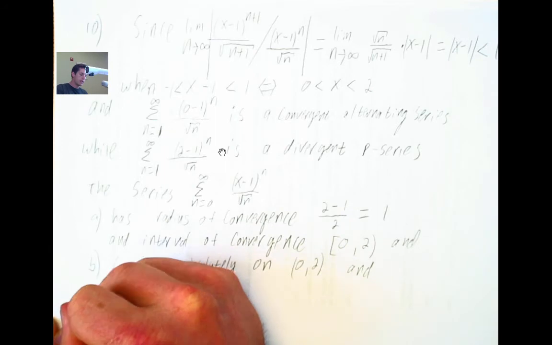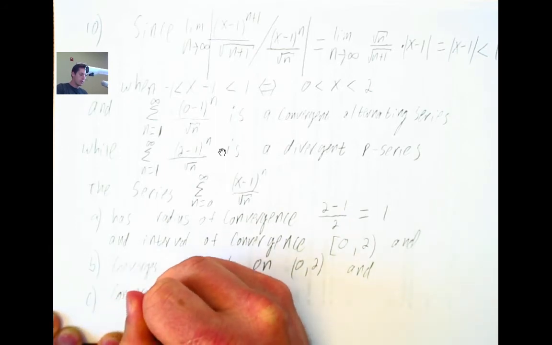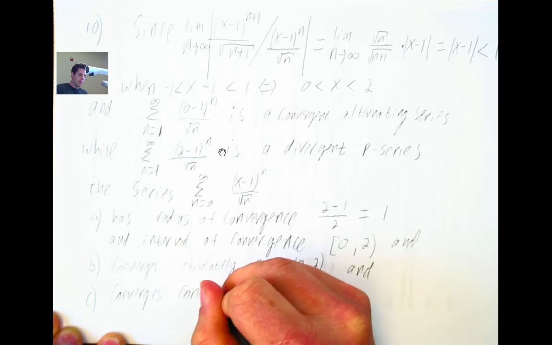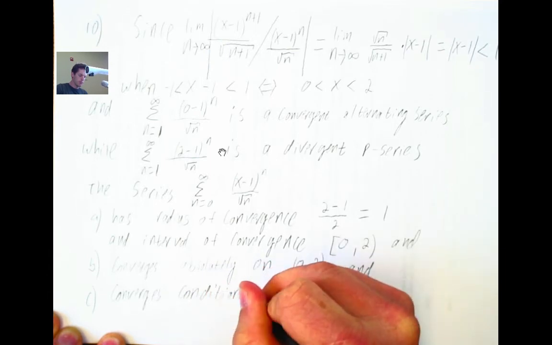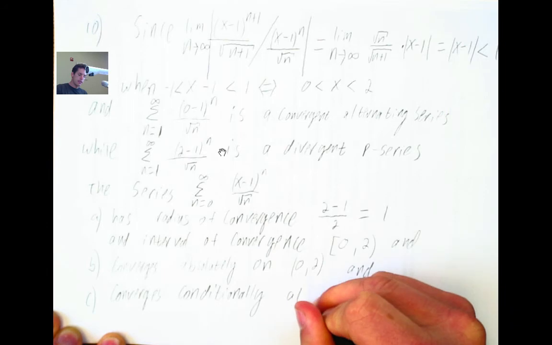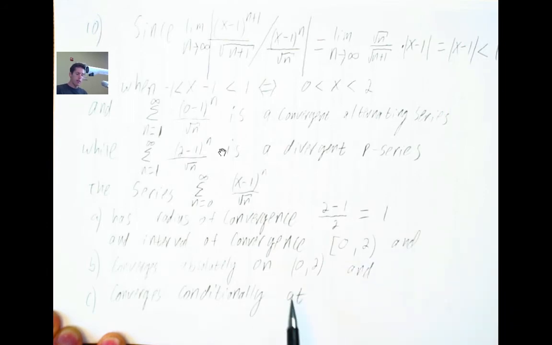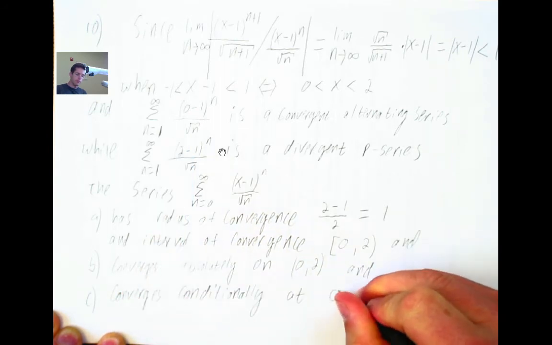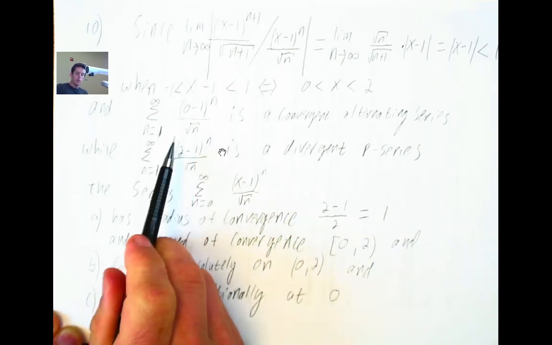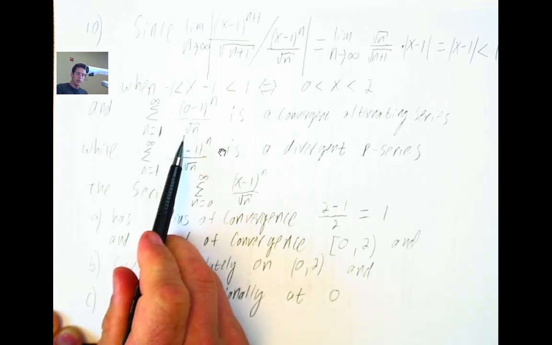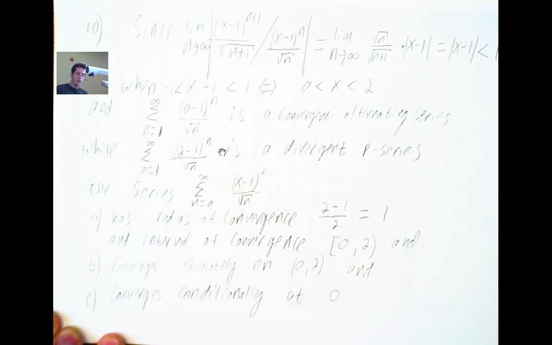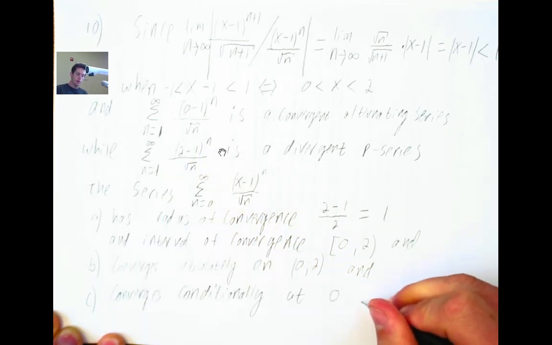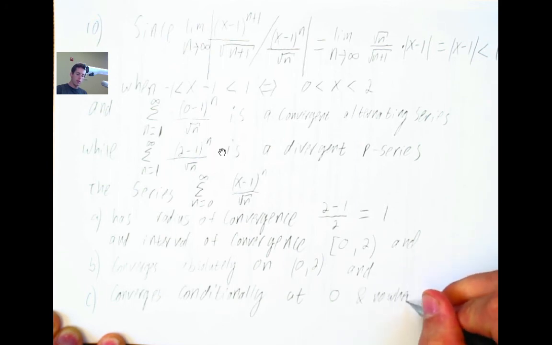And C, converges conditionally. We found that we get convergence at 0 here. Right, that's a convergent alternating series, but if we take the absolute value of every term, we get the divergent p-series with p being 1/2. To finish this off, I'll say and nowhere else.